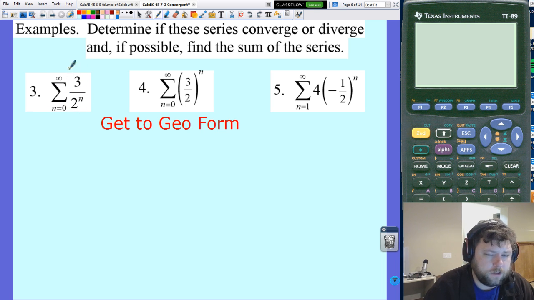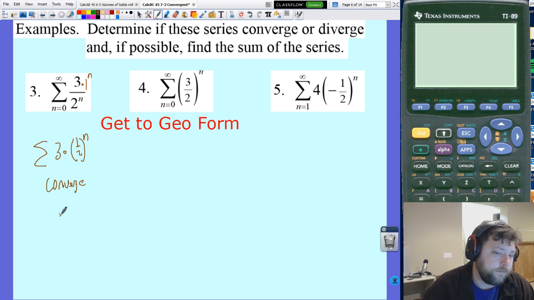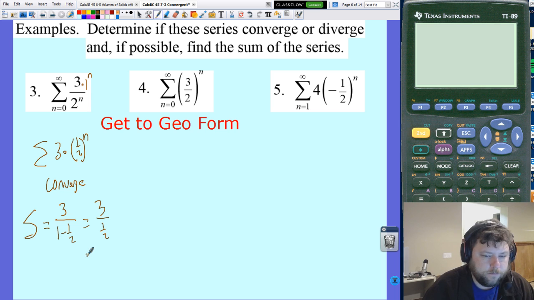So again, we have to convert these. And this one is a very similar concept. That's like 3 times 1 to the n over 2 to the n. So I can rewrite that summation notation as 3 times 1/2 to the n power from n equals 0 to infinity. So again, this is going to converge because my r is 1/2. What's it going to add up to? I'm going to say my sum is a over 1 minus r, so 3 over 1 minus 1/2. So 3 over 1/2, which is the same thing as 3 times the reciprocal, 2 over 1, which will be 6 if you added that up.